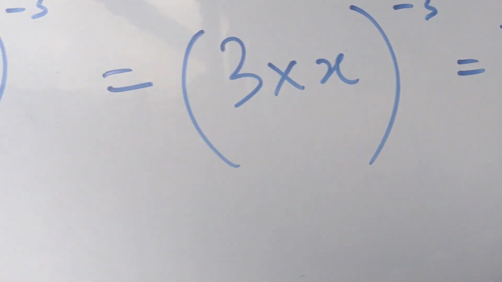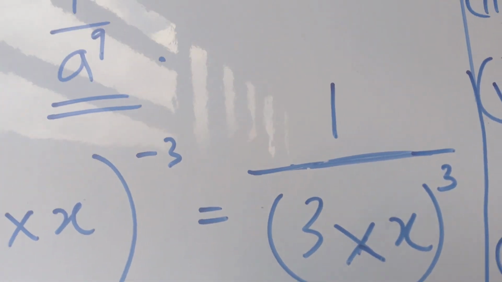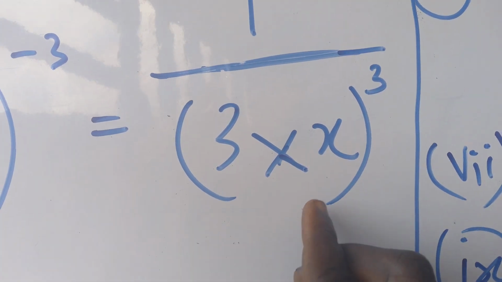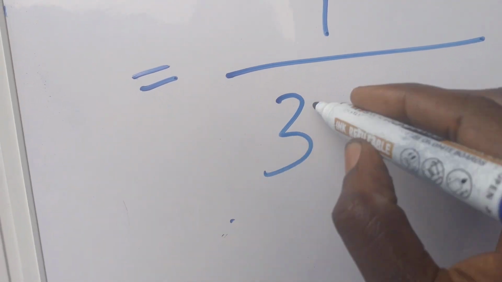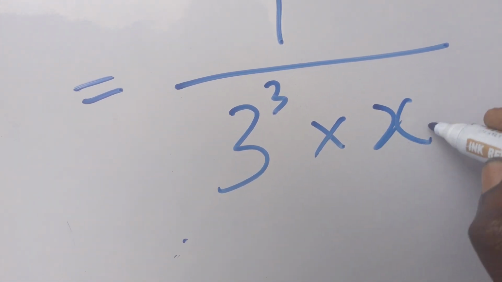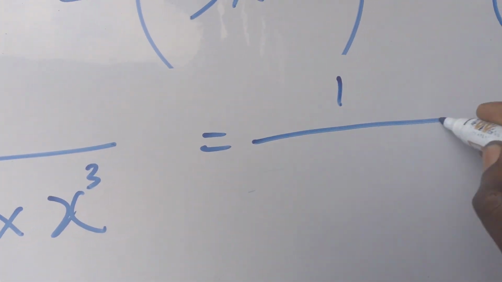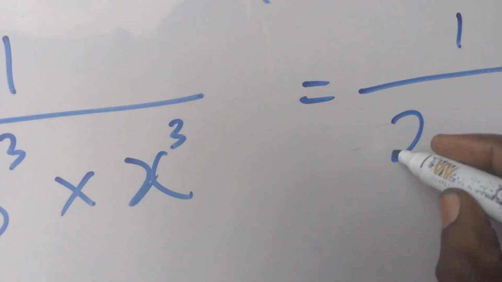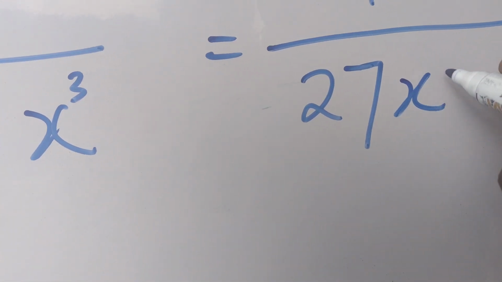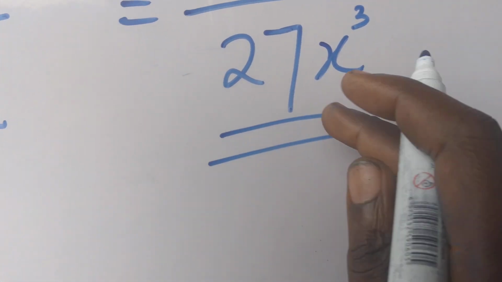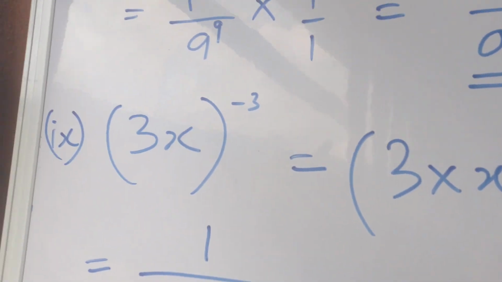So if I expand this now, by means of expansion, taking the power expansion of this, the power expansion is 3 raised to power 3 times x raised to power 3. That is 1 over 3 raised to power 3 times x raised to power 3, which is equal to 1 all over 3 raised to power 3 is 27, times x raised to power 3. So you have 1 over 27 x raised to power 3, okay?